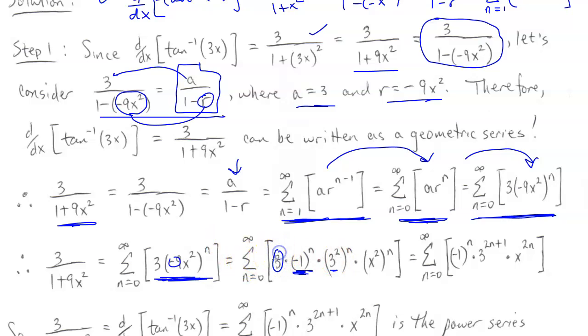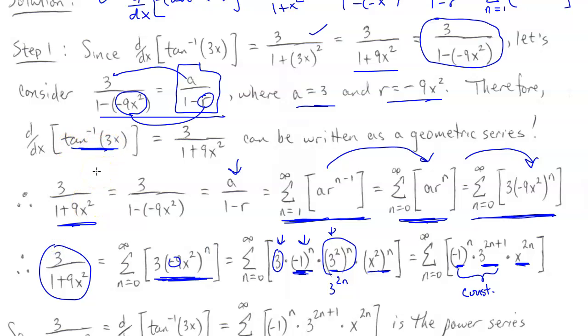Part of the reason for that is because I have this 3 right here and I want it all to come together. So if I have 3 here and 3 raised to the 2n essentially, because from exponential rules, I can rewrite 3 squared, all that raised to the n, as just 3 raised to the 2n. Then I have 3 raised to the 2n plus 1 from all these 3s here. Of course, my alternating series factor goes here, and then x squared raised to the n is just x raised to the 2n. It's important for me to get this particular power series written like this because I know that this portion of the power series is just going to be a constant. So that part is not going to be important to me when it comes to taking the antiderivative of this to essentially get back the tangent inverse of 3x.